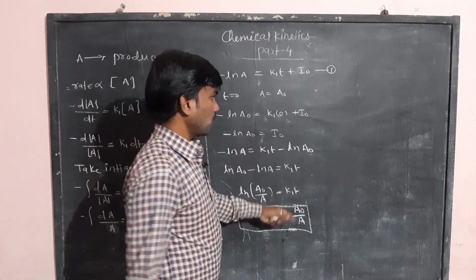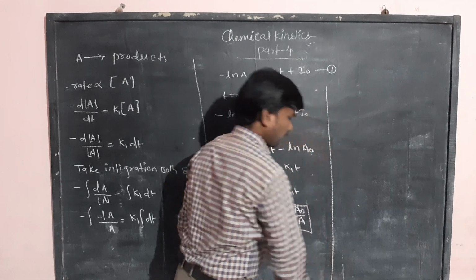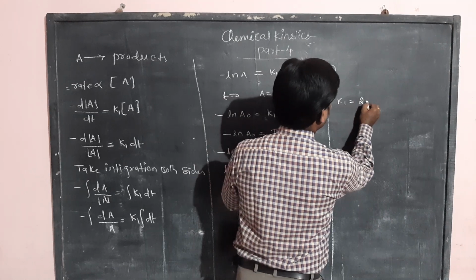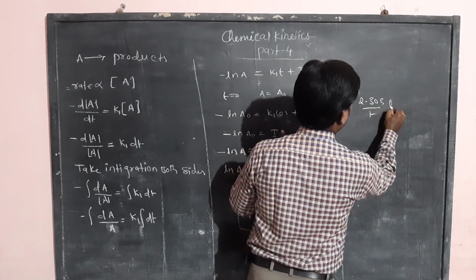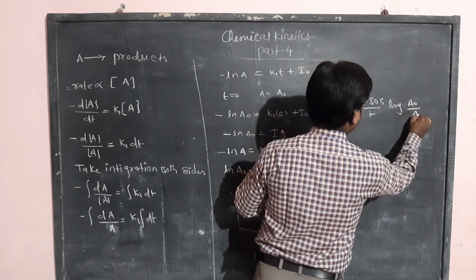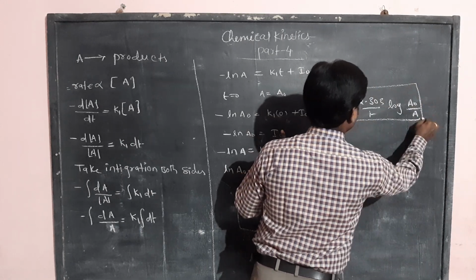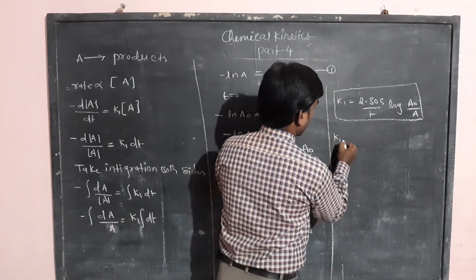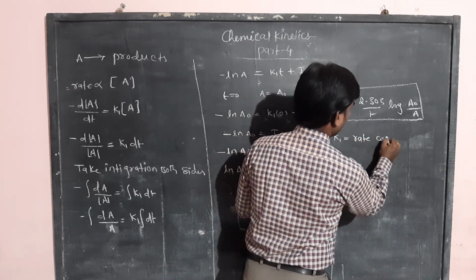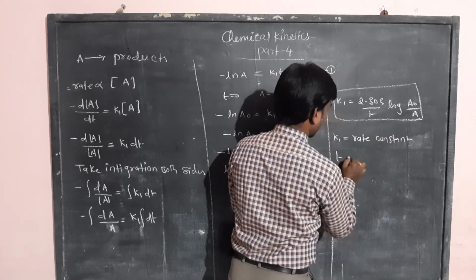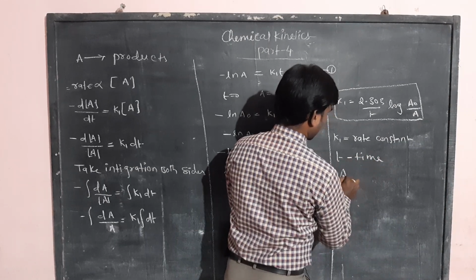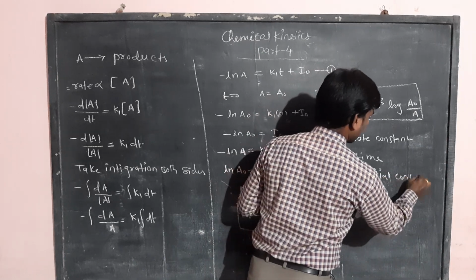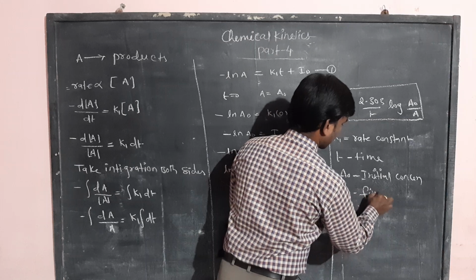To change ln to log, we need to multiply by 2.303. So K1 is equal to 2.303 by t into log A naught by A. So this is the final integral equation of first order reaction. Here K1 stands for the first order rate constant, t stands for time, A naught stands for initial concentration, and A stands for final concentration.